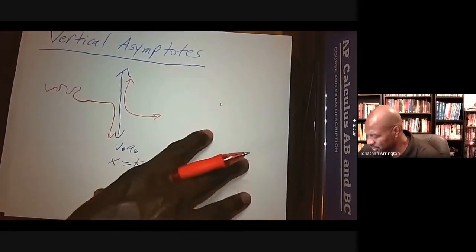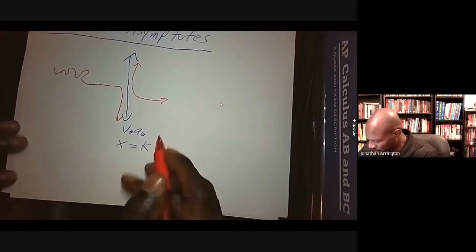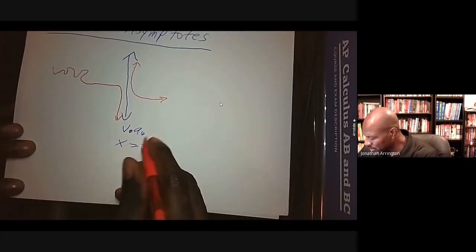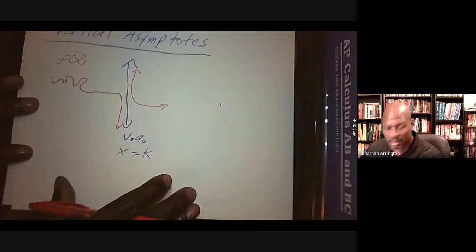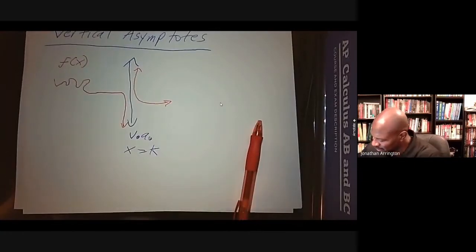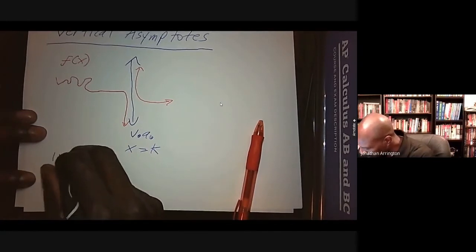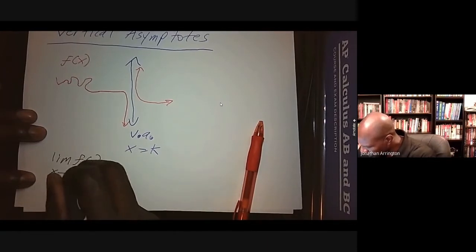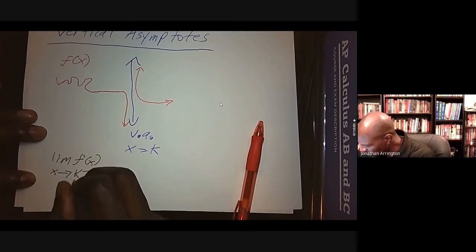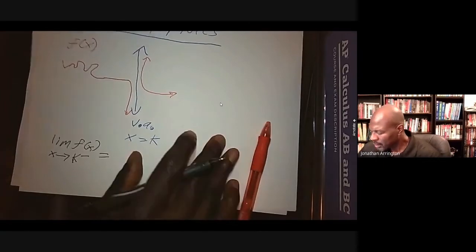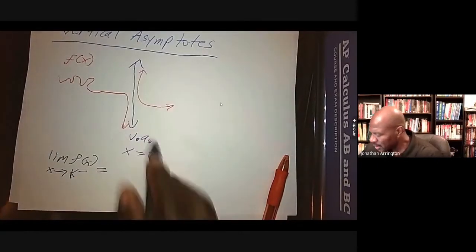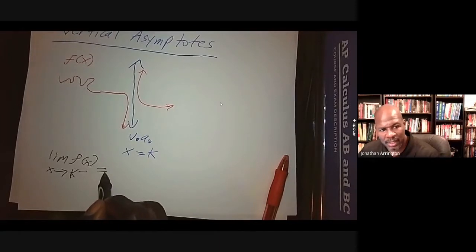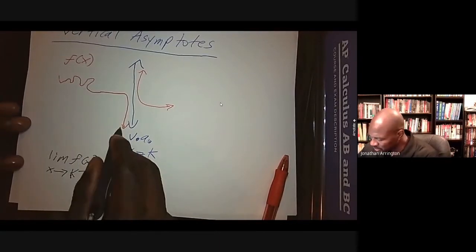Since that's the indication, let's think of this from a limit point of view. We're saying x equals k is my vertical asymptote, and this in red is the graph of f of x. So what is the limit of f of x as x goes to k minus? Again, this is k right here. This blue line is a vertical asymptote at the value x equals k. What's the limit of f of x as x goes to k minus? I'm hoping you're saying negative infinity.